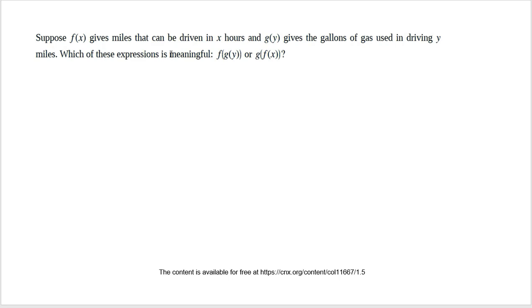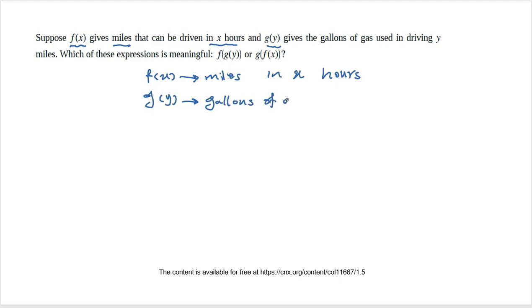and here is another example. Suppose f of x gives miles that can be driven in x hours. So f of x is miles in x hours. g of y is gallons of gas in y miles.